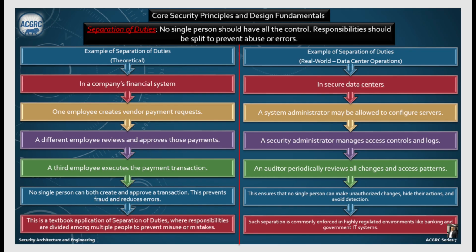Starting with the theory. In a company's financial system, one employee creates a vendor payment request. A different employee reviews and approves those payments. And a third employee executes the payment transaction itself. Here, no single person can both create and approve a transaction. This prevents fraud and reduces errors.